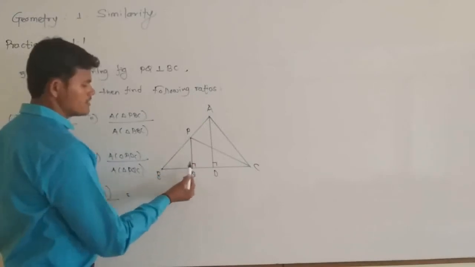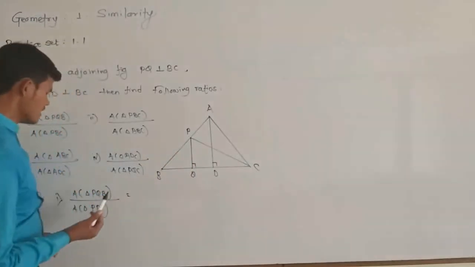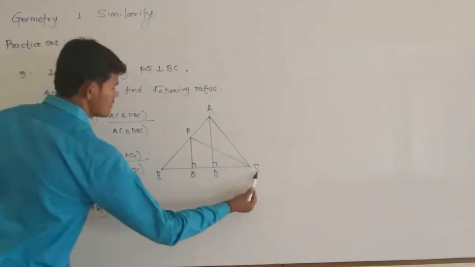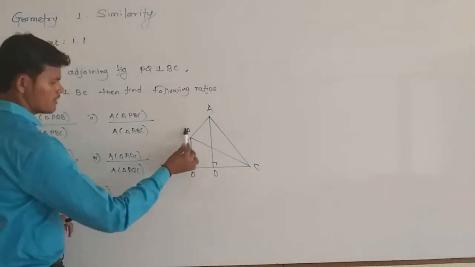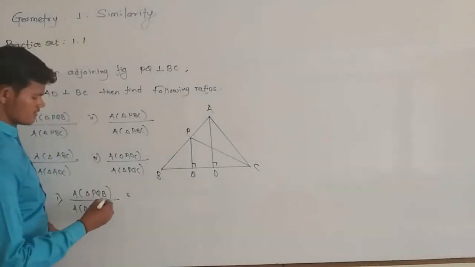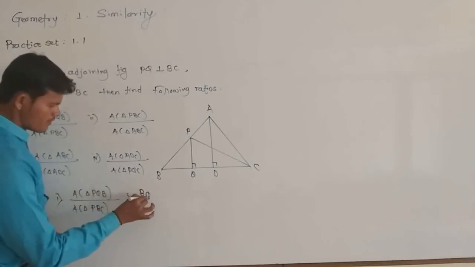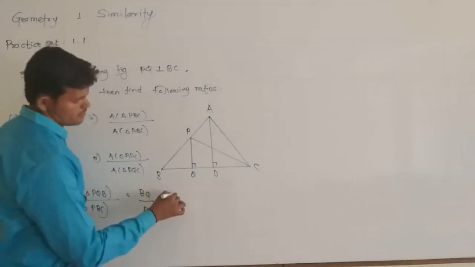Okay. So here for triangle PQB, PQ is the height and BQ is the base, because PQ is perpendicular to BQ. So BQ is the base and PQ is the height. And for triangle PBC, PQ is the height and BC is the base. That means for both the triangles PQB and PBC, PQ is the common height. And if two triangles have heights equal, then their areas are proportional to the bases. Good. So here we get BQ upon BC. Reason: heights are equal.